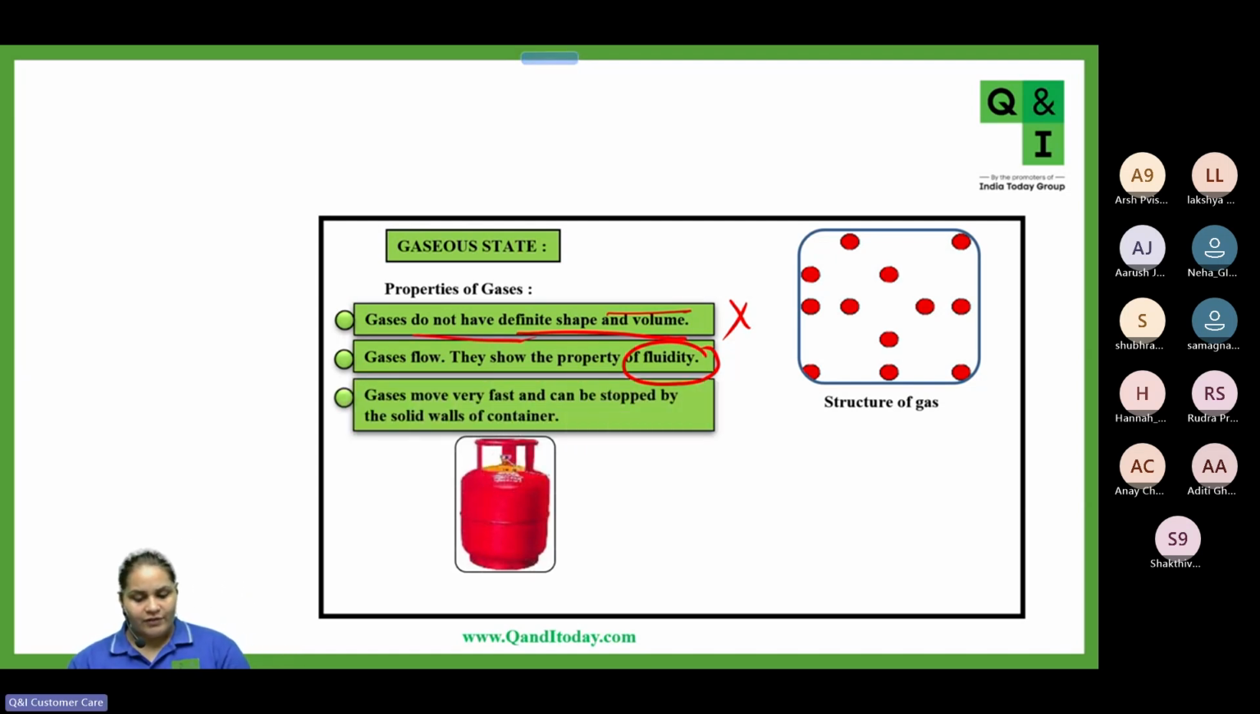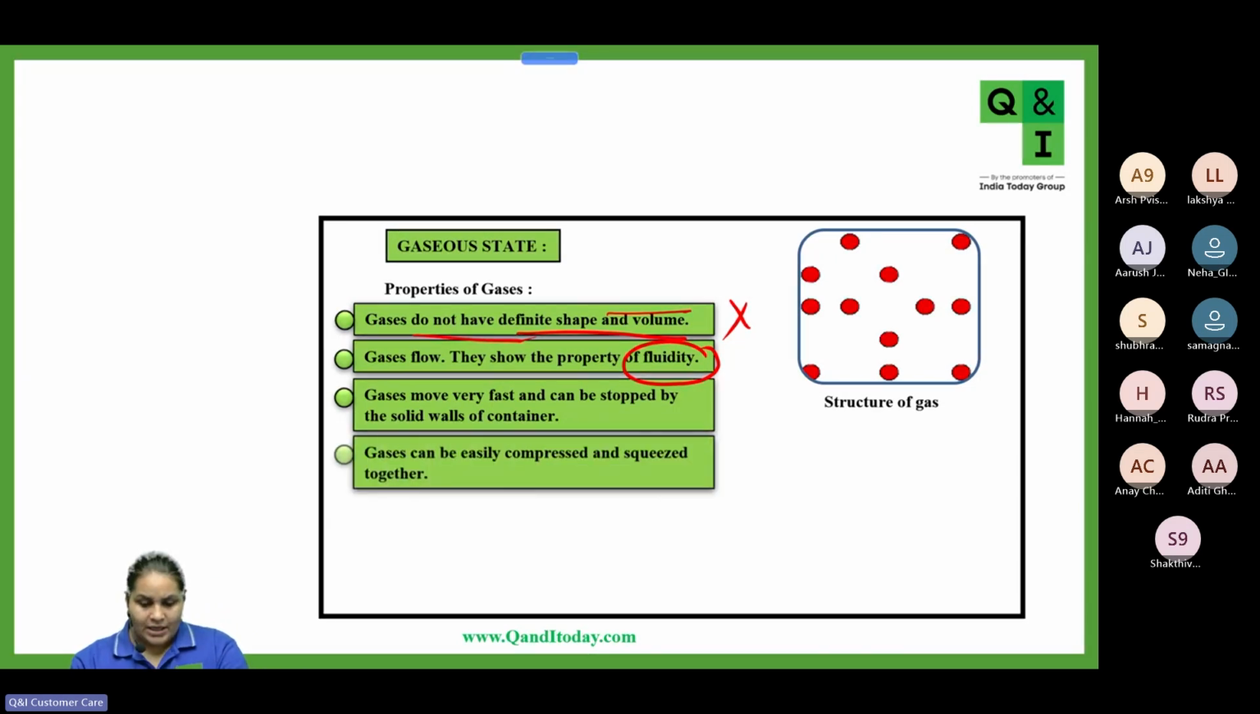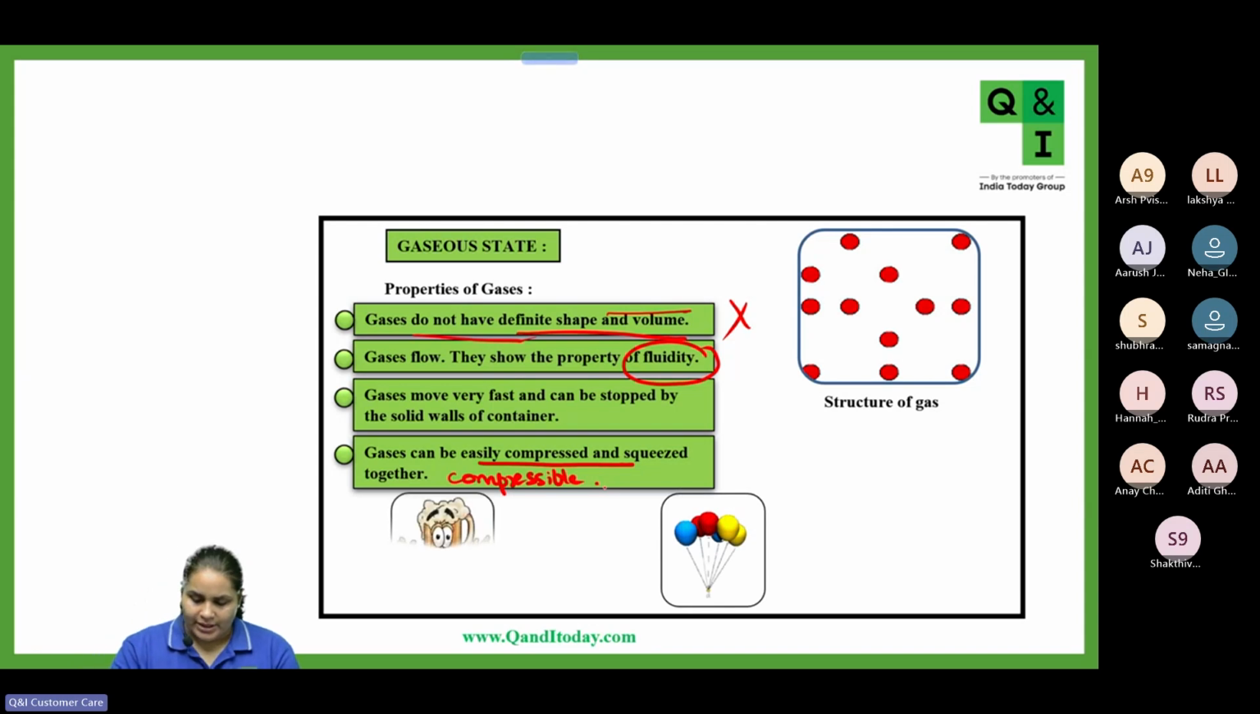Gases move very fast and can be stopped by the solid walls of containers, right? Gases can be easily compressed. Basically, gases are compressible. The only state which is compressible is the gas, right? Liquid and solid both are incompressible, but gases are compressible. We can accommodate them in very less volume, right? Okay.